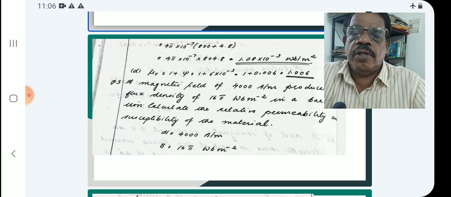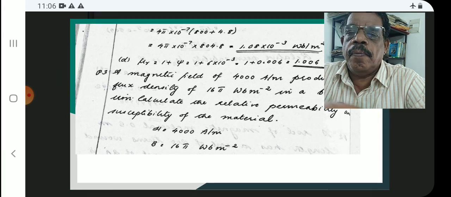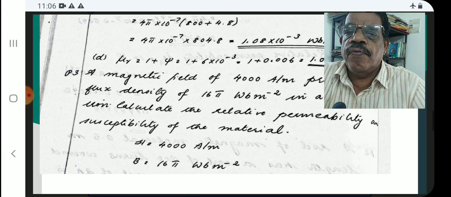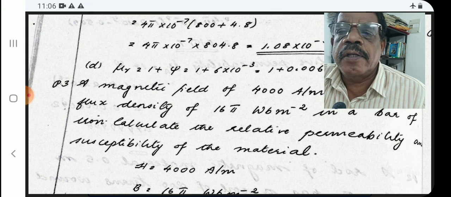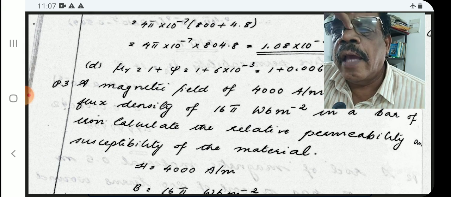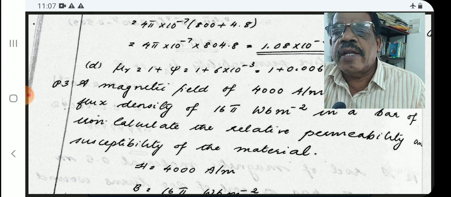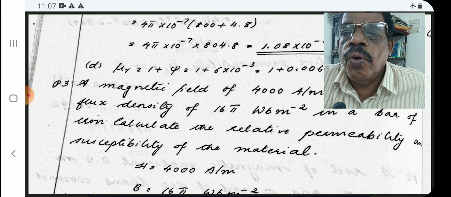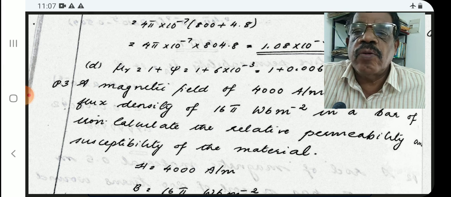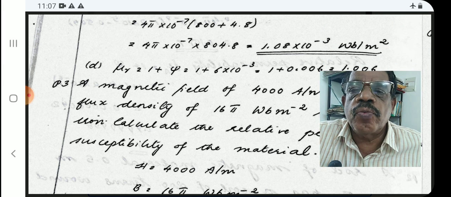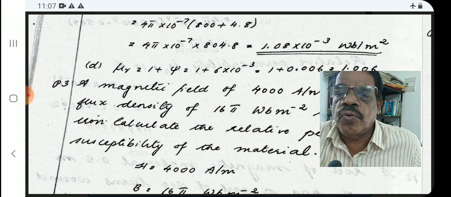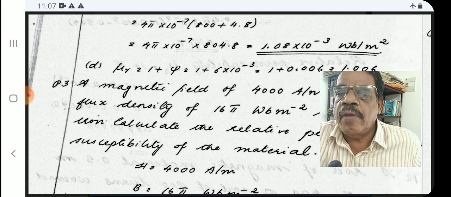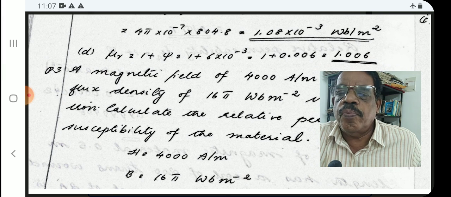That is equal to 4 pi into 10 raised to minus 7 into 800 plus 4.8. That is 4 pi into 10 raised to minus 7 into 804.8. That is 1.08 into 10 raised to minus 3 Tesla or Weber meter raised to minus 2. Weber per meter square.